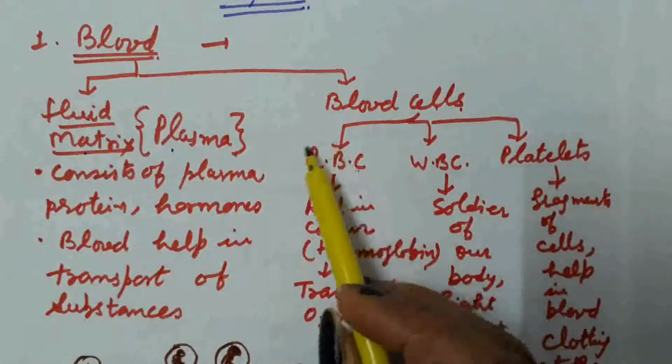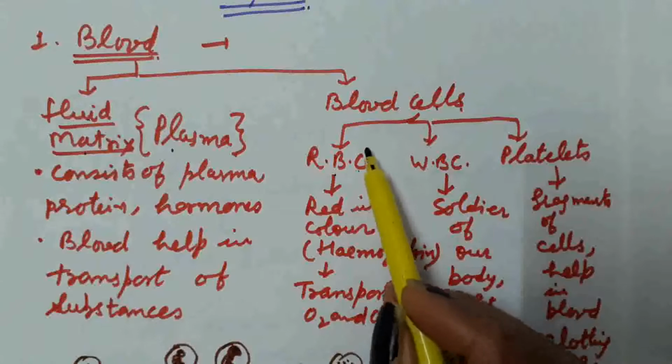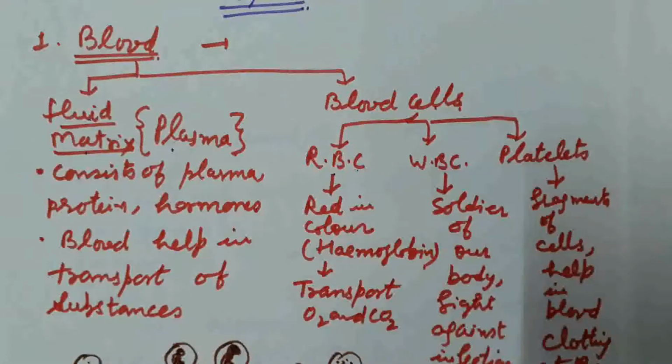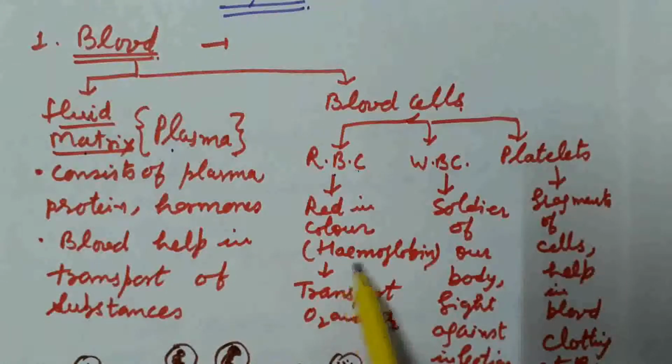What is the function of RBC? RBC are red in color. The red color of RBC is due to the presence of the respiratory pigment hemoglobin. The main function of RBC is that it helps in the transport of oxygen and CO2. Oxygen and CO2 are the respiratory gases in our body.